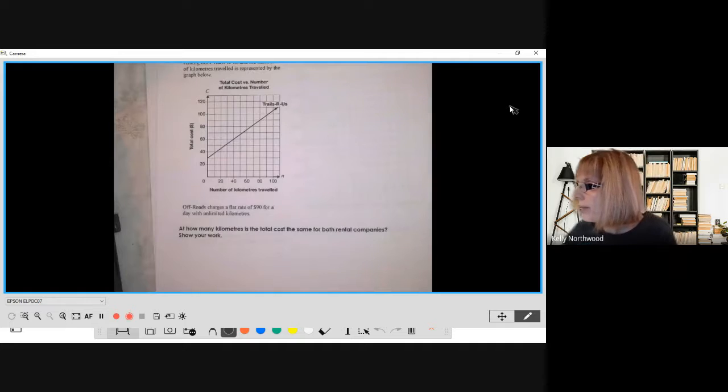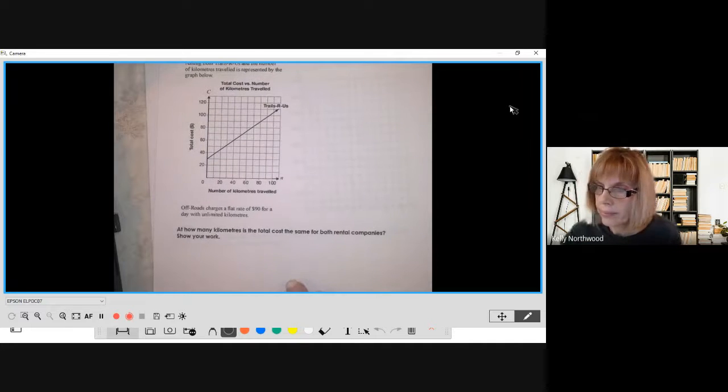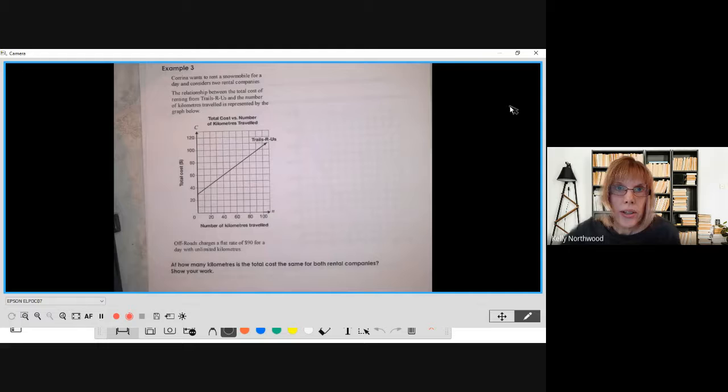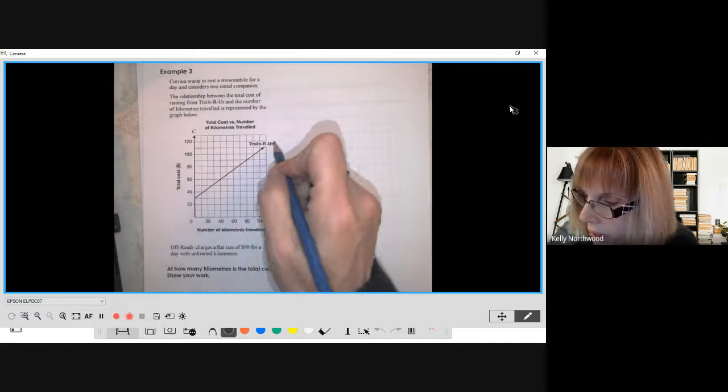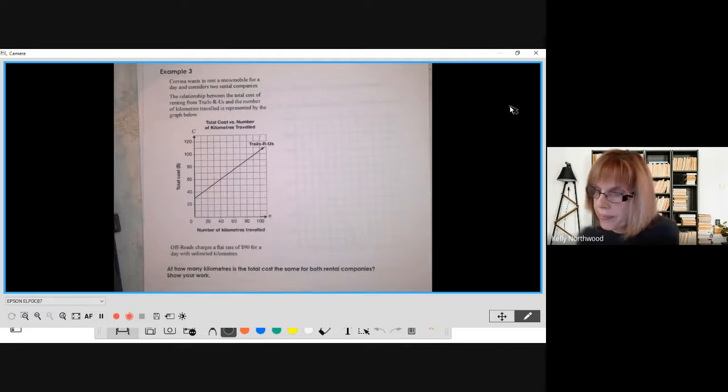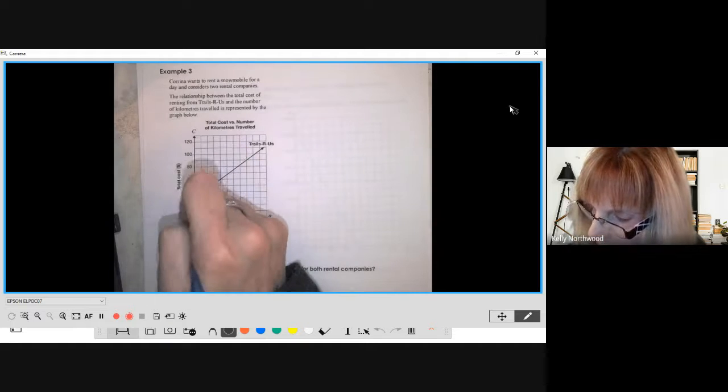Example 3. Karina wants to rent a snowmobile for a day and considers 2 rental companies. The relationship between the total cost of renting from Trails R Us and the number of kilometers traveled is represented by the graph below. So this graph is Trails R Us here. We can see that the initial value is at 30.